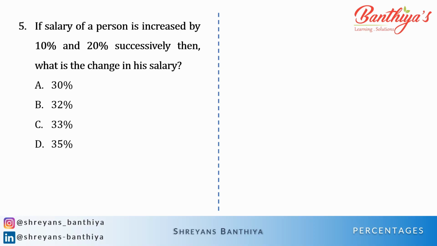Many of the students fail here to understand this, that when we have successive increase or decrease, after the first step, the base on which the percentage is being calculated changes. As I've already stated in the last session, the base on which the percentage is calculated is the most important thing in this chapter. So let's see the solution.